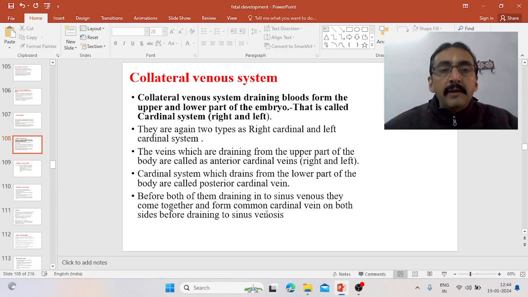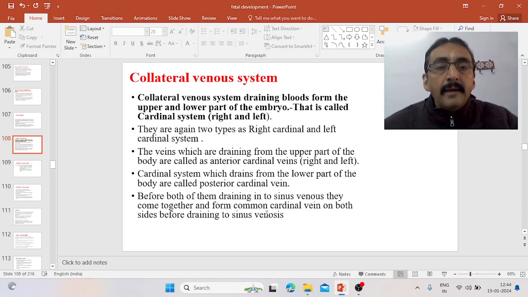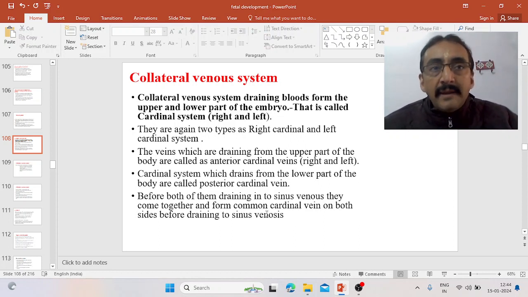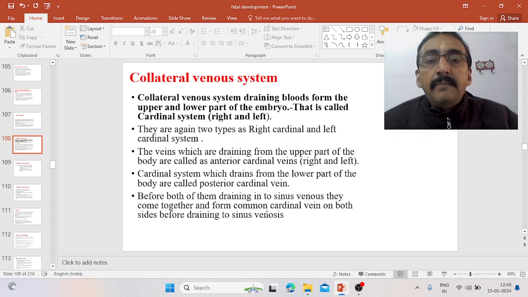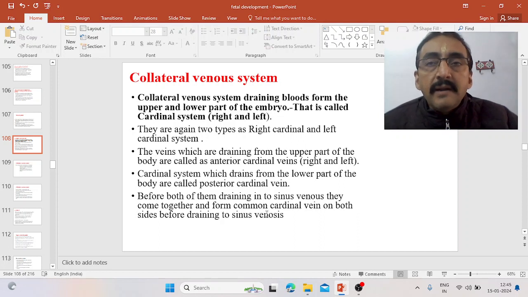So we will continue with the development of the fetus. Last class we were discussing the development of the venous system in the developing fetus. In that, two systems we have already seen. The last one is the collateral venous system. The collateral venous system drains the blood from the upper and lower parts of the embryo, and it is also called the cardinal system. There are right and left cardinal systems.